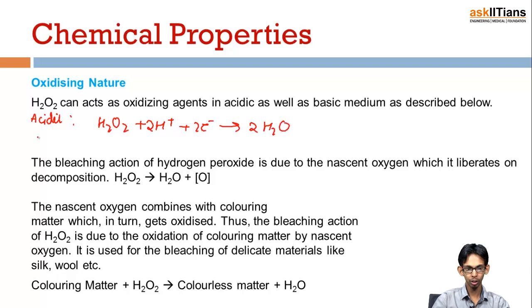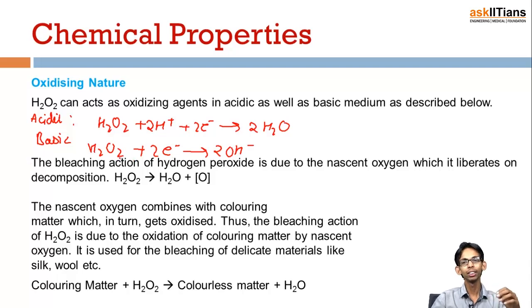In basic medium, what would happen? This hydrogen peroxide would take 2 electrons to form OH negative. So it can act as an oxidizing agent in both acidic as well as basic, alkaline medium, and because of this oxidizing action, it is used as a bleaching agent. It has bleaching action.